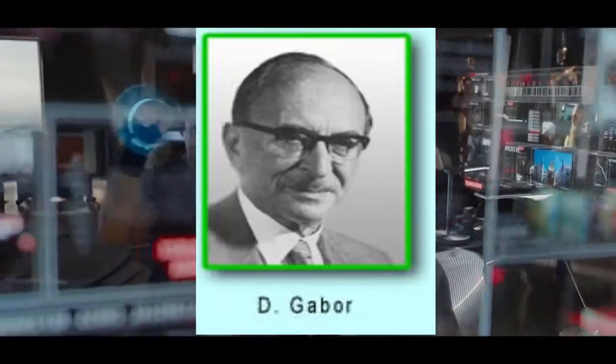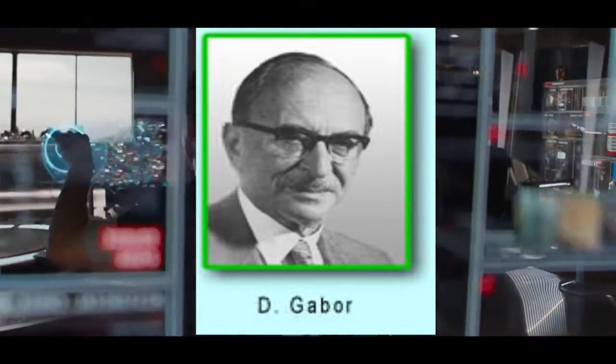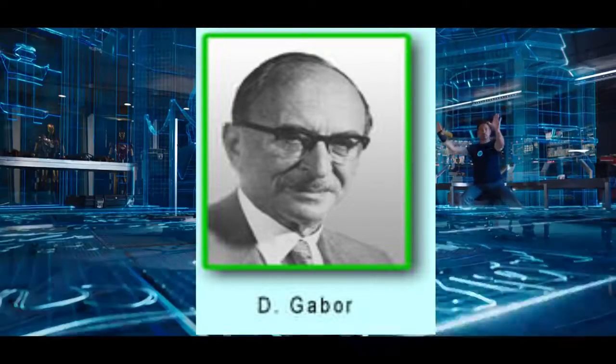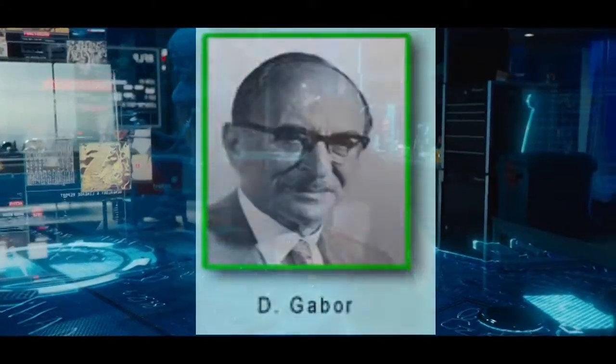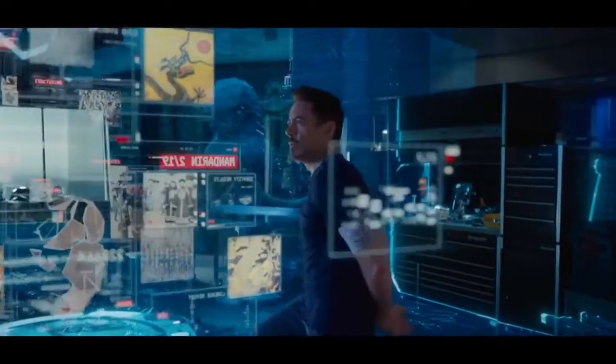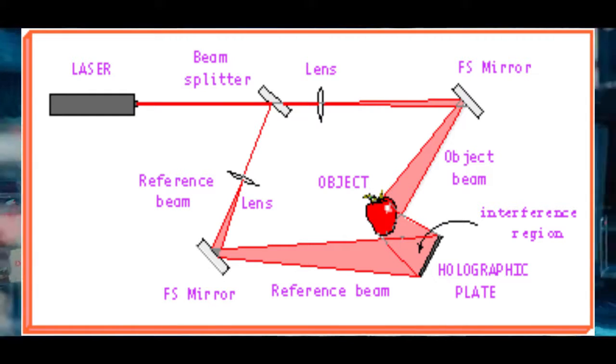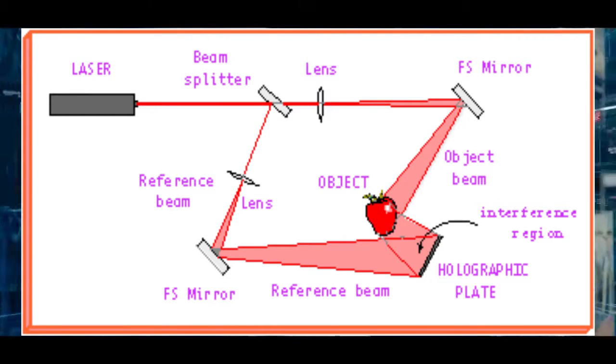Dennis Gabor first started to develop the theory of holography in 1947. He used the word hologram by combining the Greek word holos, meaning whole, and gramma, meaning message. Holograms are made by lasers because lasers are coherent. Holograms are made by only one laser beam.